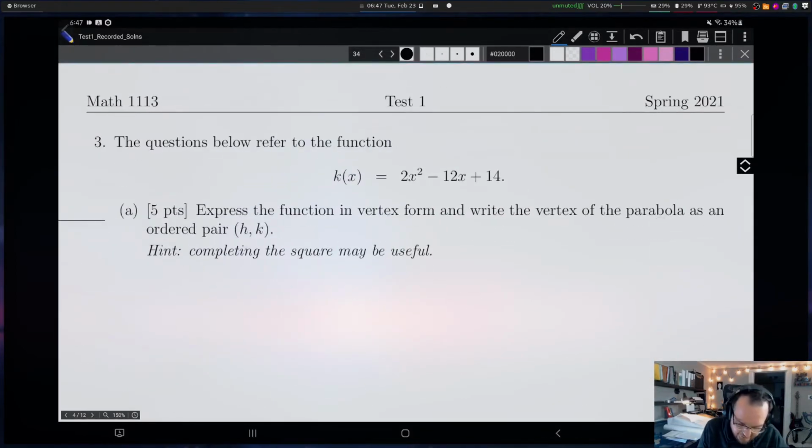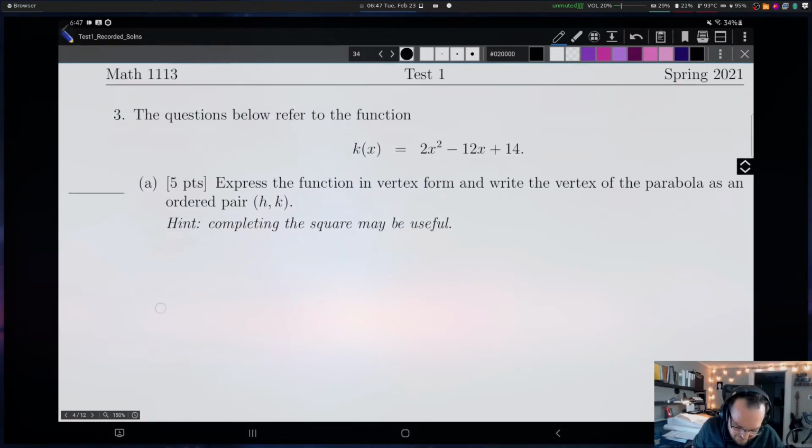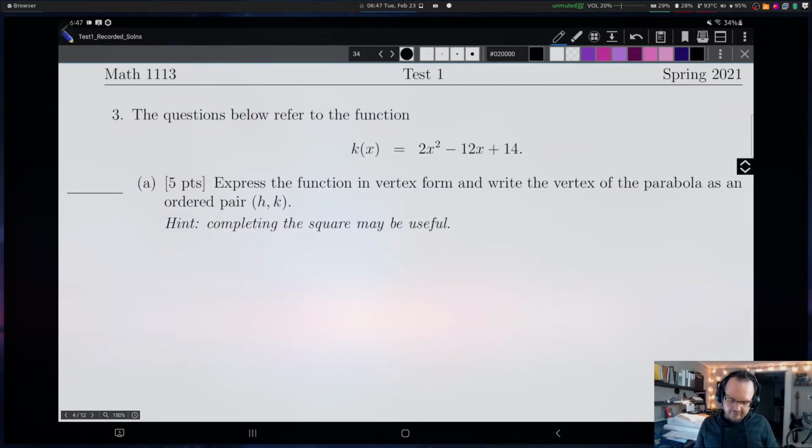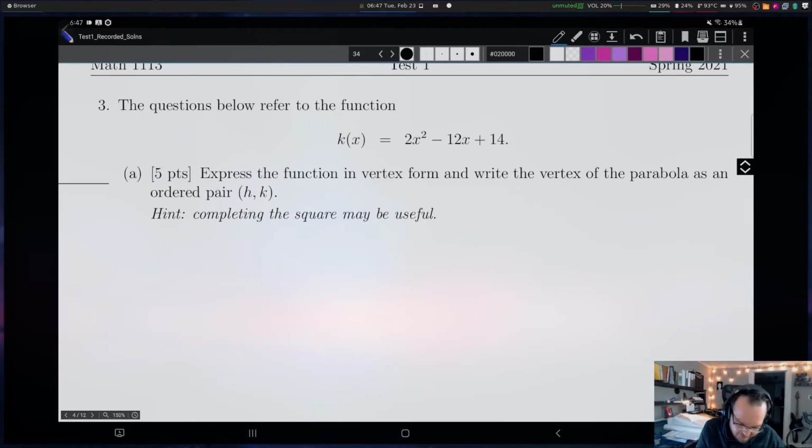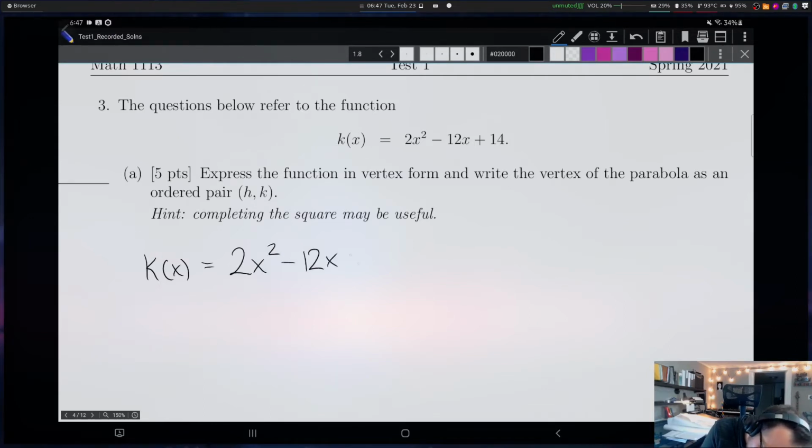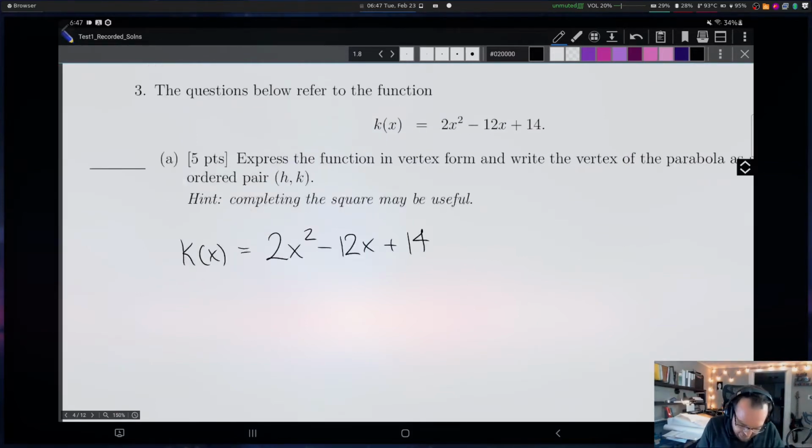Next up, we have this question about expressing this quadratic function in vertex form, and then we want to write the vertex as an ordered pair (h, k). And we're getting this hint here that completing the square may be useful, so let's run with that hint. So let's first switch back to the normal pen here and just rewrite the equation as we see it: 2x squared minus 12x plus 14. So that's my k of x.